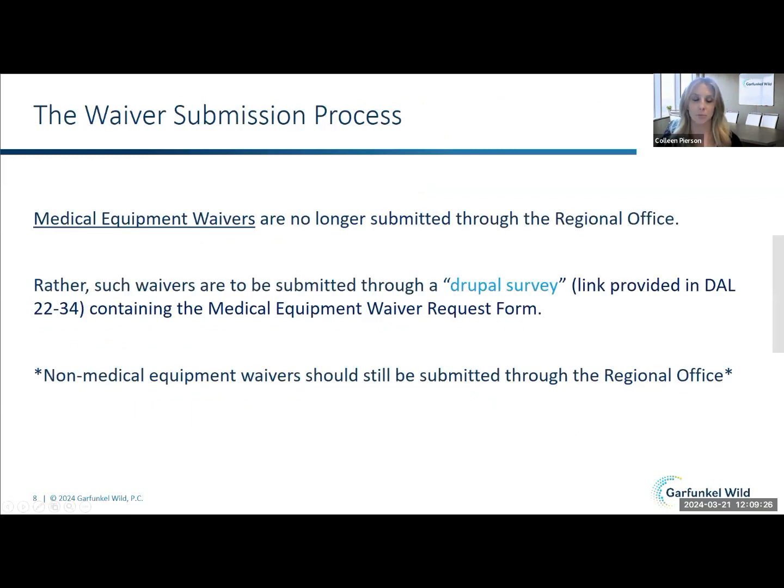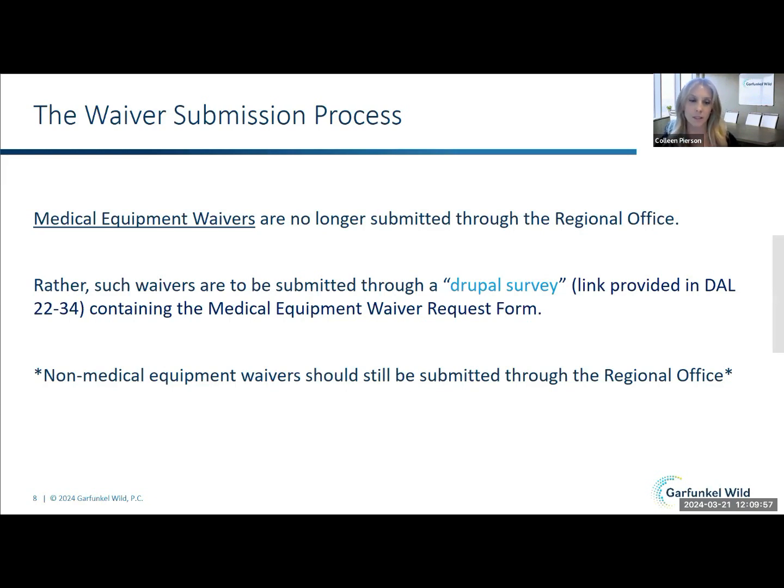So the waiver submission process is the big change here. While you used to submit medical equipment waivers through your regional office, that will no longer be the case. Waivers will be submitted through a Drupal survey. DAL 2234 has the link to that survey, and that contains the medical equipment waiver request form. It's a fillable form, and I have screenshots of it later in the presentation for you to see.